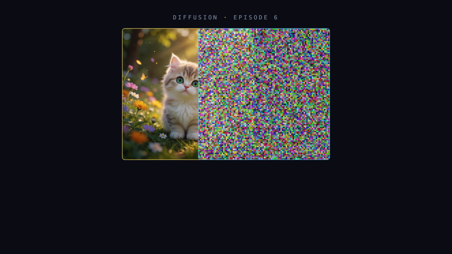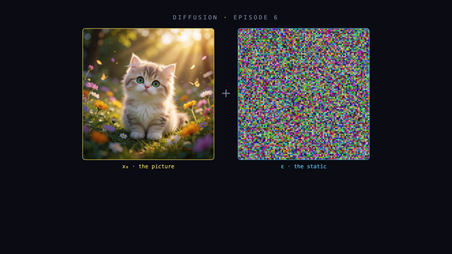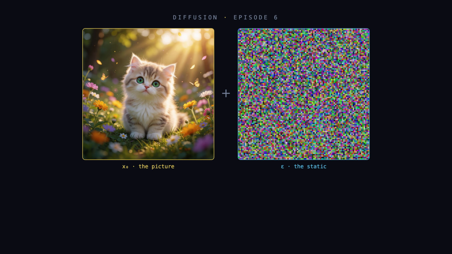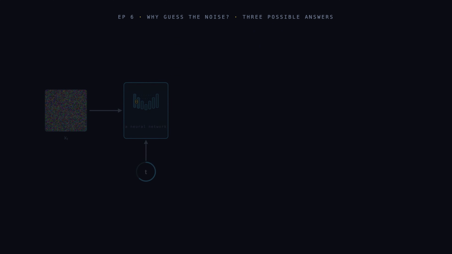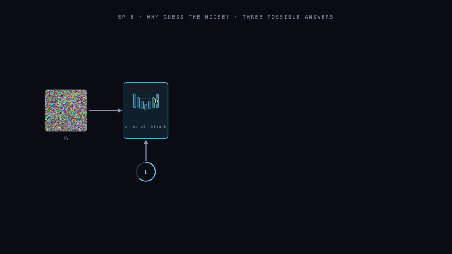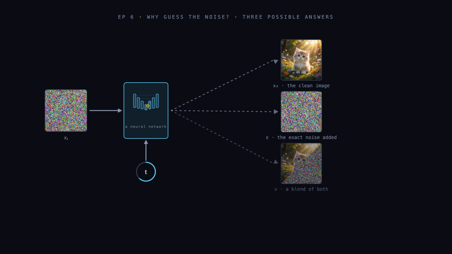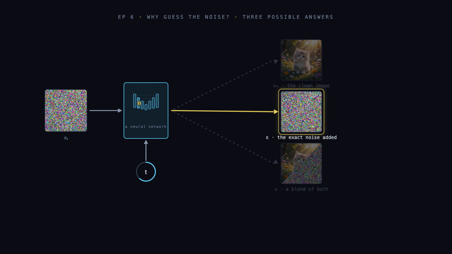A noisy image is really two things added together, a clean picture and the noise on top of it. The model never sees those two parts on their own, it only sees the mixture. So which part should be predicted? There are several possible targets. A network can predict the clean image x0, the added noise epsilon, or another quantity called V that combines information from both. The DDPM approach shown here predicts the noise.